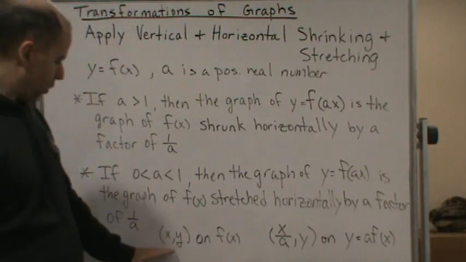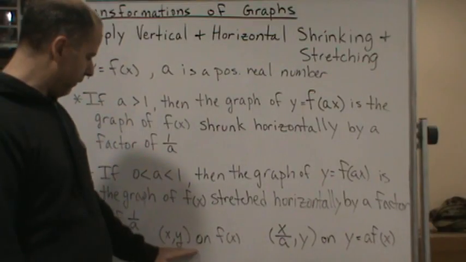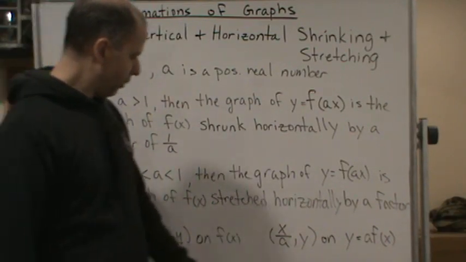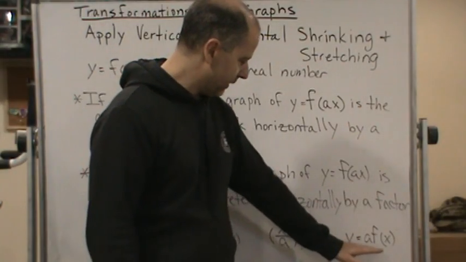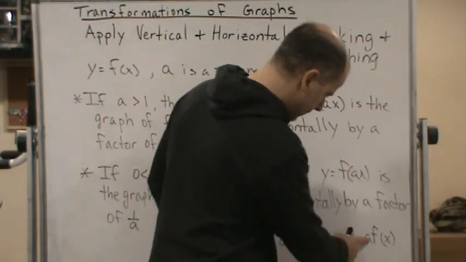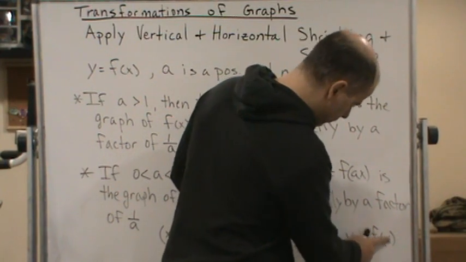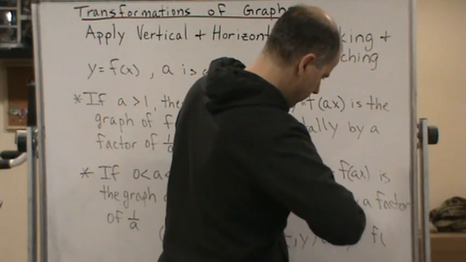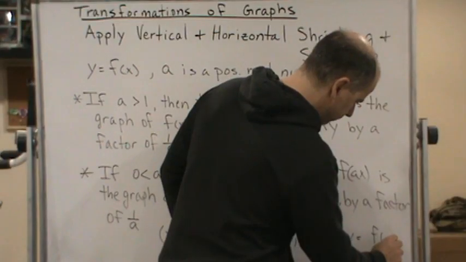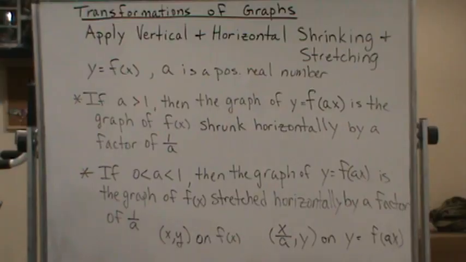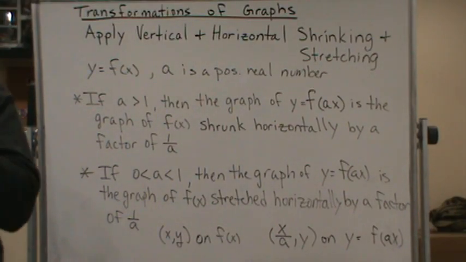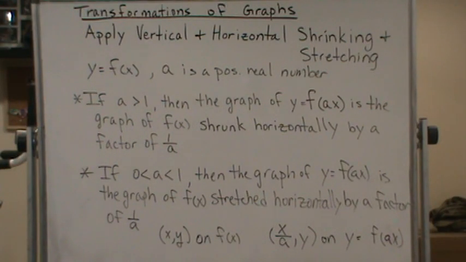over a. So in this case, a point on f of x, x comma y, will become x divided by a comma y on the graph of y equals f of a times x. Okay? So this is what we mean by a horizontal shrinking or stretching. Okay? Now we'll do some examples.